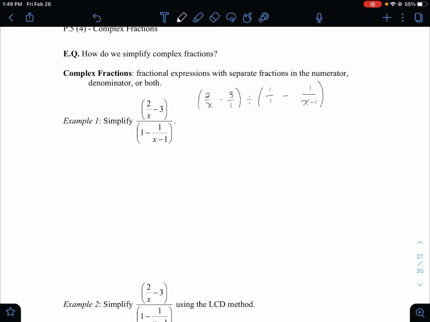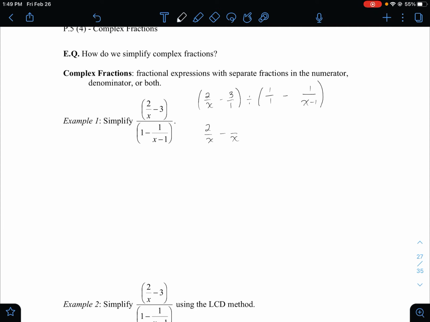So our first goal is to have one fraction being divided by another fraction, because right now I currently have 2 fractions divided by 2 fractions. So we need to simplify each of them to get them as one fraction. To do that, we have to remember back to the beginning of the year when we added and subtracted fractions. We need to find a common denominator. So the common denominator for these first 2 is just x.